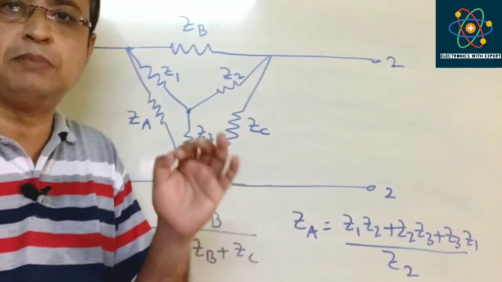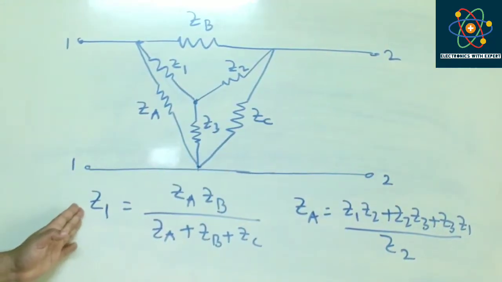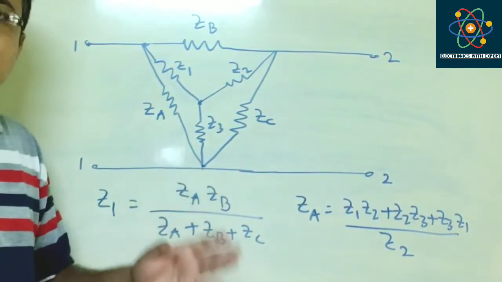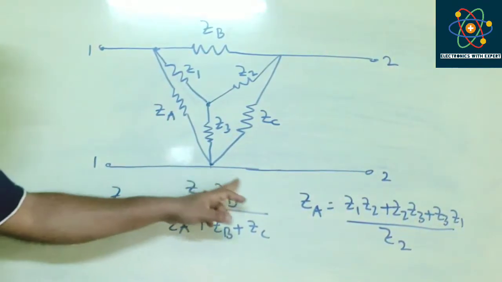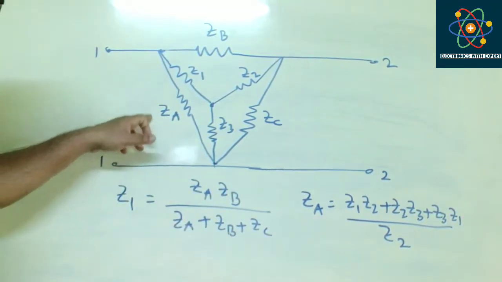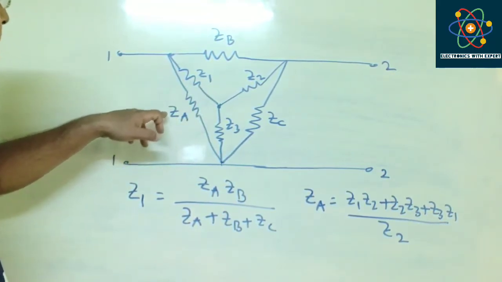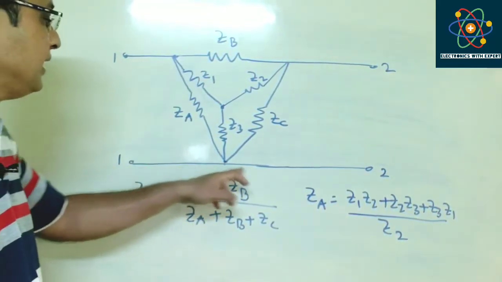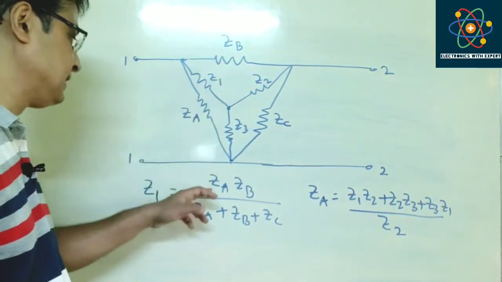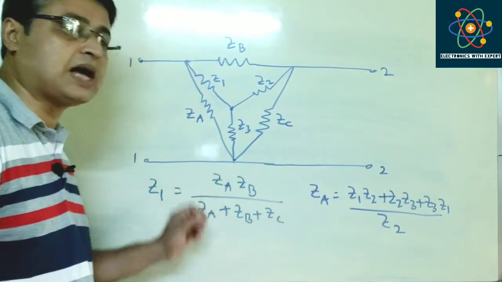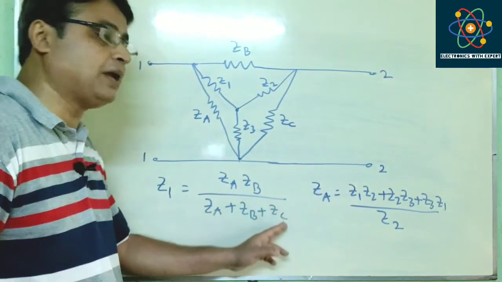Now how can you remember the term Z1 or the term ZA? Z1, or the impedances for the T network, can be remembered as the product of the adjacent pi impedances. The adjacent pi impedances of Z1 are ZA and ZB. So in the numerator, put this product of the adjacent sides of the pi network, that is ZA ZB, divided by the sum of the 3 pi impedances, that is ZA plus ZB plus ZC.